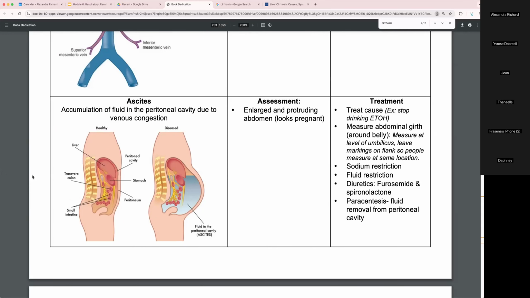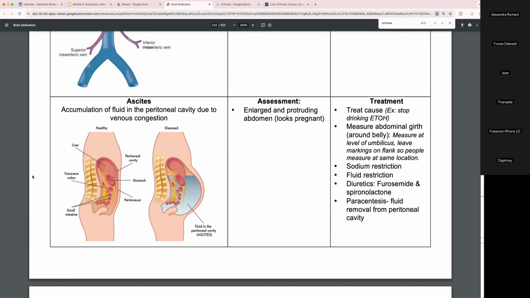All right, so we said that portal hypertension and just the disease process of cirrhosis can lead to ascites. Ascites is an accumulation of fluid in the peritoneal cavity due to venous congestion. So remember, the portal vein drains blood from the intestines and sends it to the liver. But we just established that the liver is going to be congested because of the decreased liver function, right? And so it's going to send the fluid right back.